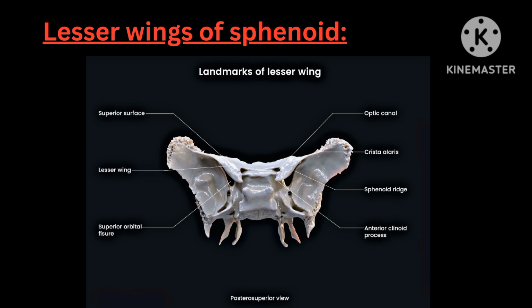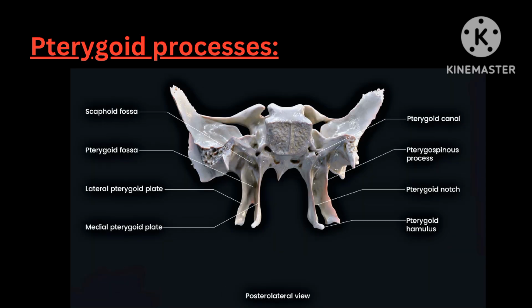It is the gap between the greater and lesser wings of the sphenoid bone, bordered medially by the sphenoid body, and closed at its anterior extremity by the frontal bone. The pterygoid process is a paired postero-inferior projection of the sphenoid bone. Each process bifurcates into a medial and a lateral plate. Each pterygoid process also features the pterygoid fossa and pterygoid canal.